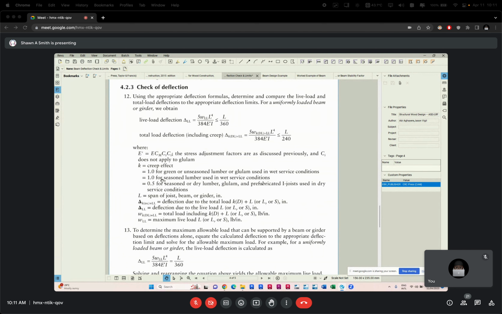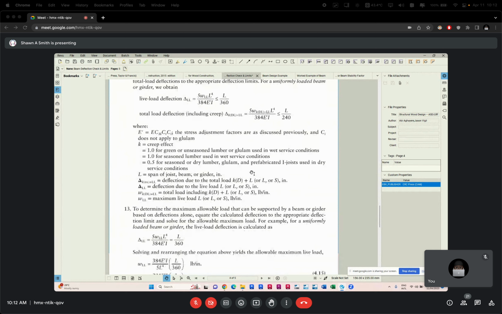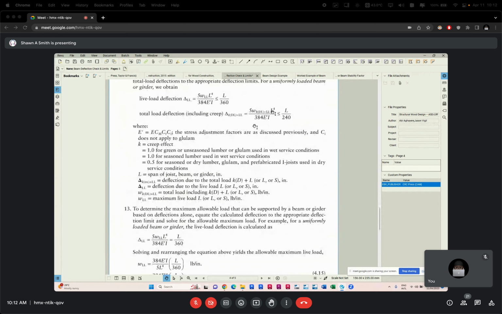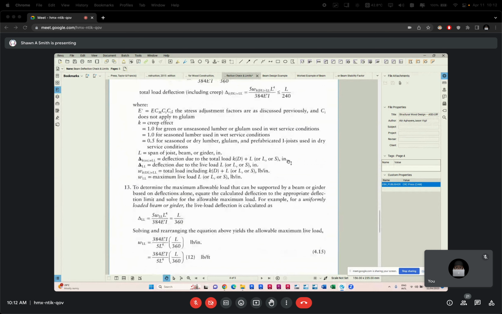But we can either be in the wet service condition, whereby K equals 1, or the dry service condition, where K is equal to 0.5 for any lumber. Dry lumber, glue laminated lumber, or prefabricated. We're not using prefabricated. All right? L is the span of the joist, the beam, or the girder in inches. All right? So you put them in inches. So you can get the result in inches.